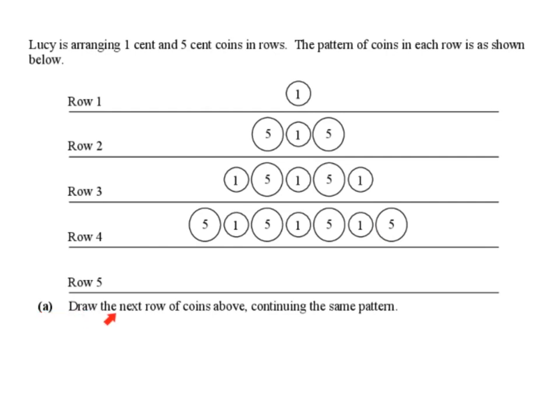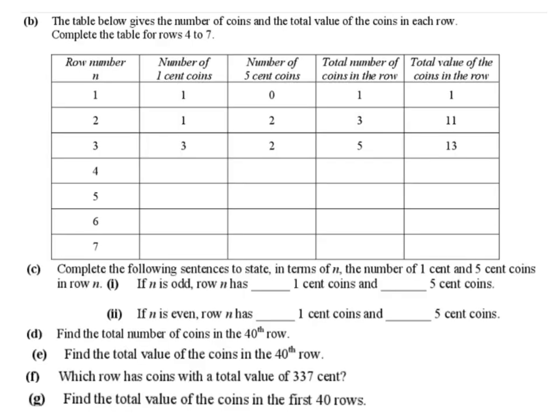Part A says, draw the next row of coins above, continuing the same pattern. So press pause and have a go at it, and when you're ready for the answer, press play. The next set of questions are on the next slide. So here we have question B, C, D, E, F, and G. So again, press pause and try these, and then when you're ready for the answers, press play.